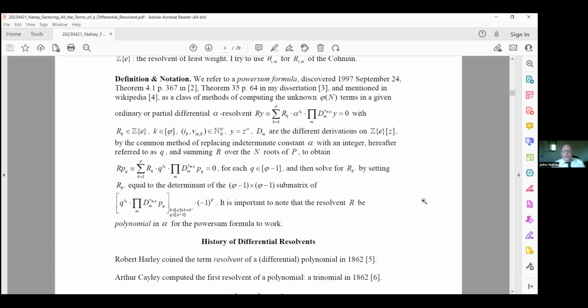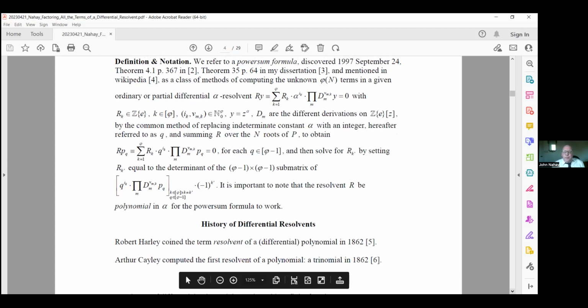And then you solve for the R sub k by setting R sub k equal to the determinant of the phi minus 1 by phi minus 1 submatrix of this system of linear equations. It's important to note that this resolvent R has to be polynomial in alpha for this power sum to work.